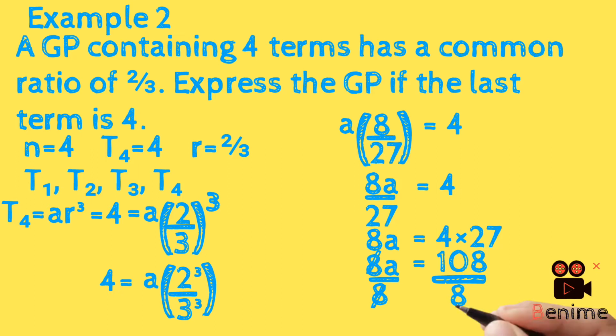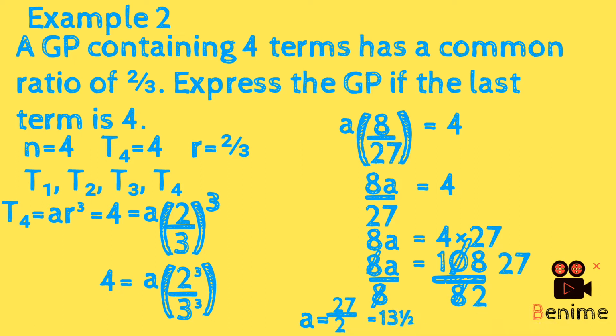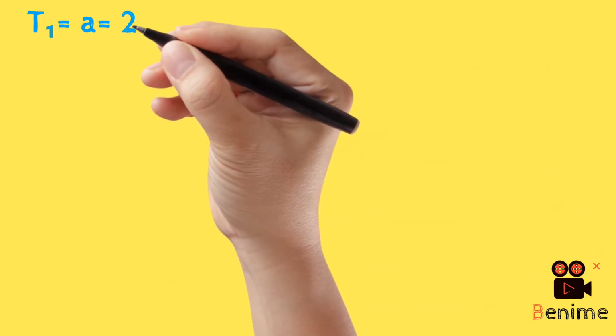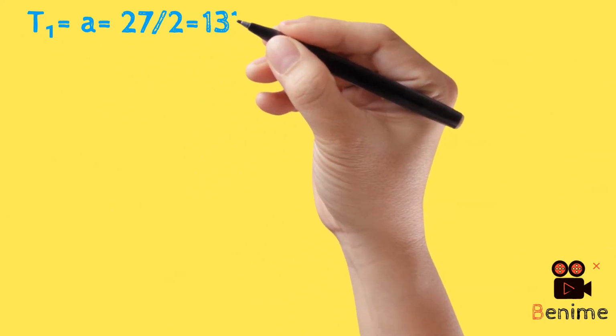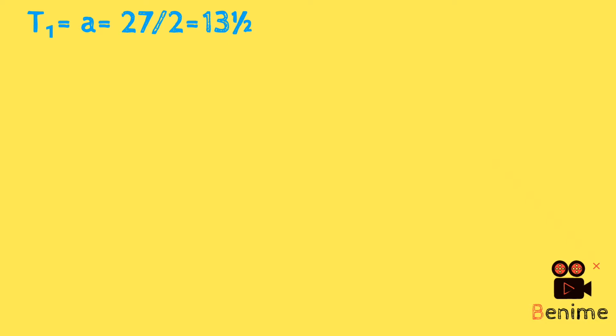So 4 in 8 is 2, 4 in 108 is 27. So you have 27 over 2. So your A is 27 over 2. And remember, A is the first term. So T1 is equal to 27 over 2. And 27 over 2 in mixed number, you can write as 13 whole number, 1 over 2. So I've gotten T1, and we know T4. What is left is T2 and T3. So let's get T2 and T3.